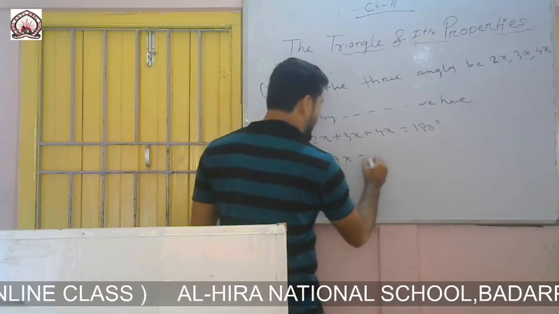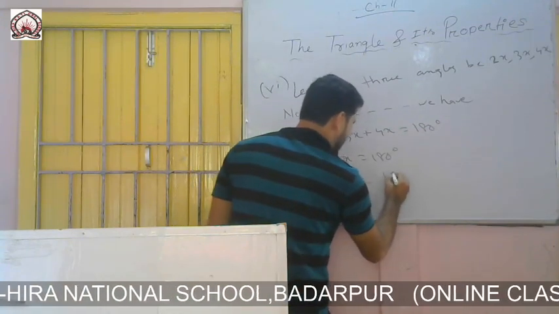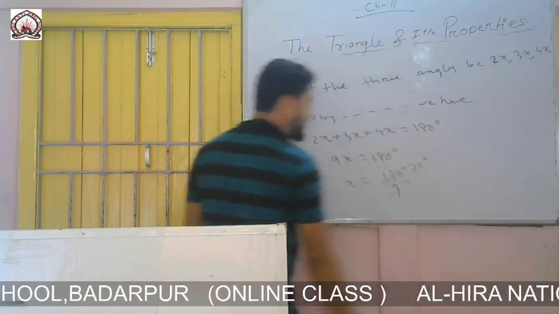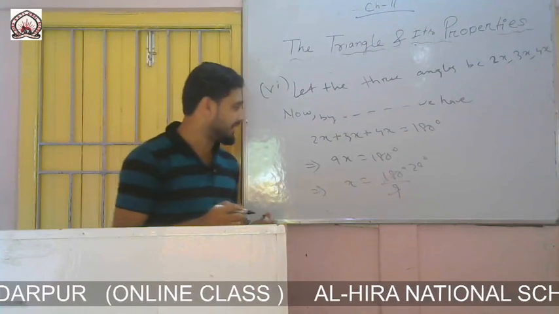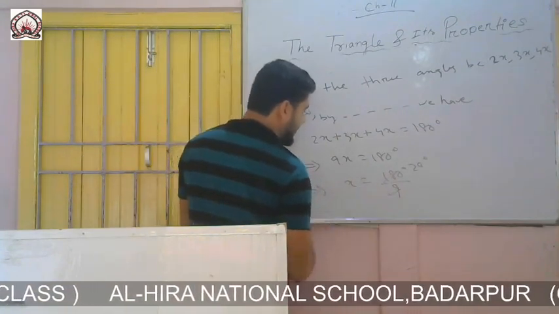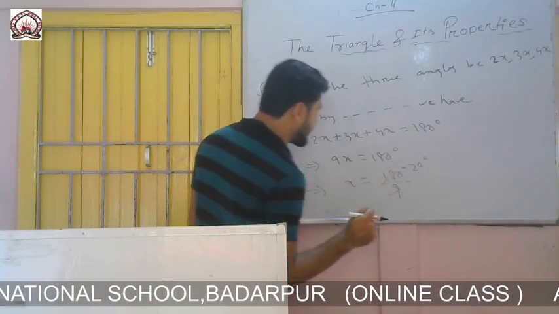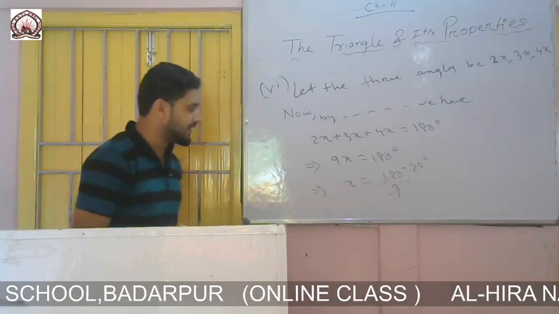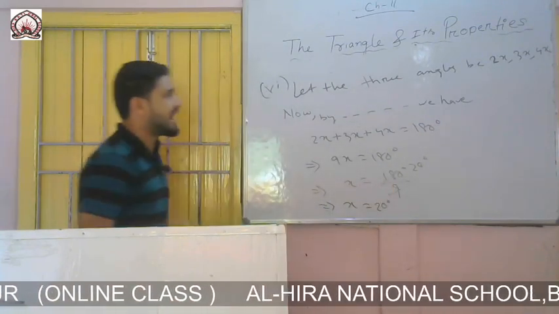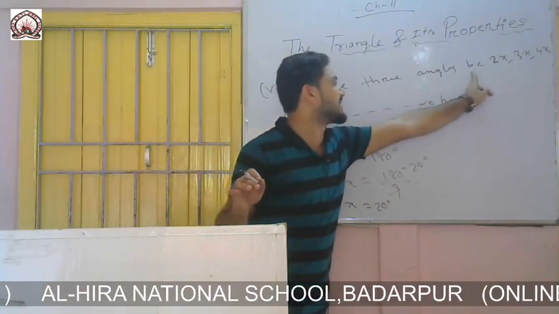So 9x equals to what? 180 degree. Now I can write x equals to what? 180 degree by 9. Then if I cancel, then I will get what? 20 degree, because 9 2s are 18 and 0 is there, so 20 degree. So I can write x equals to 20 degree.